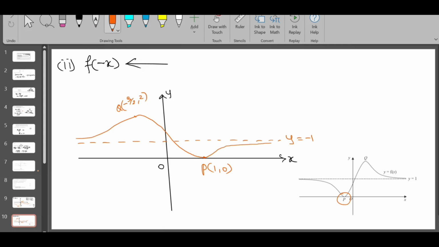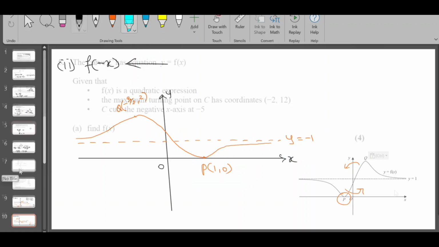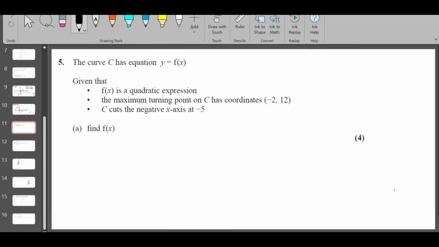You just need to flip this graph this way. So they will look at the point, the equation of the asymptote, and the shape of the curve to give you full marks here. That's all. Question number 5. The curve C has equation y equals f of x.